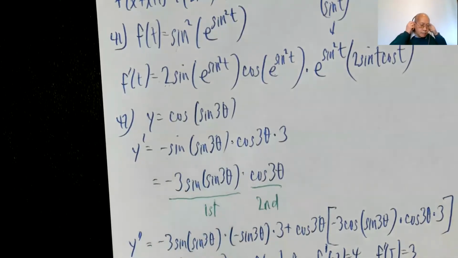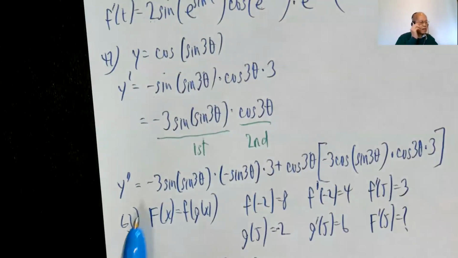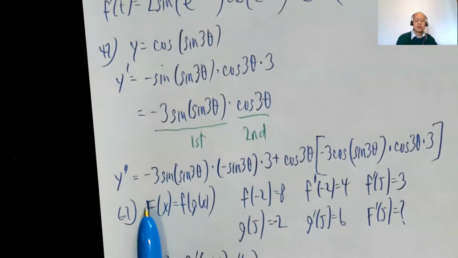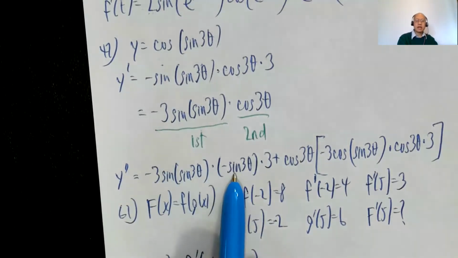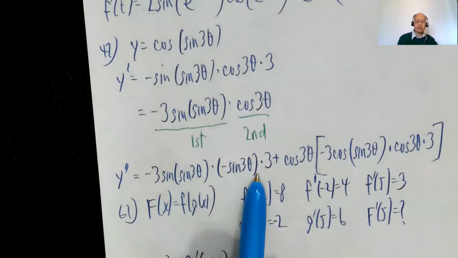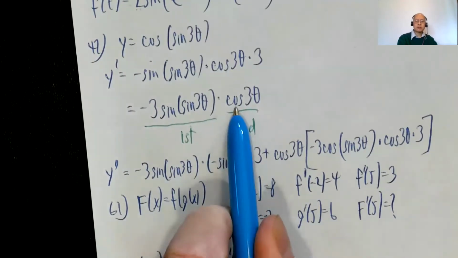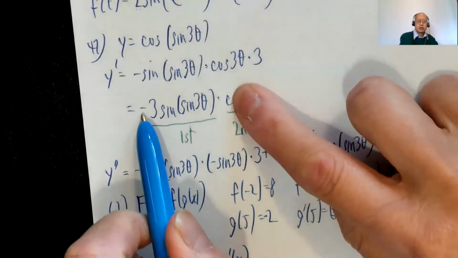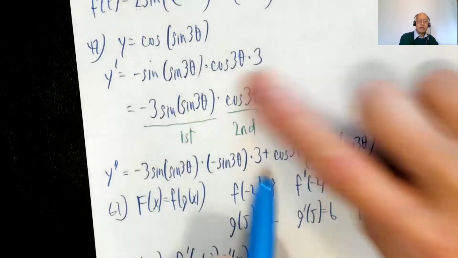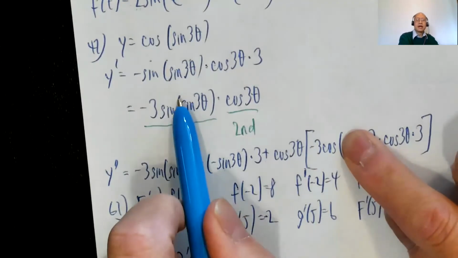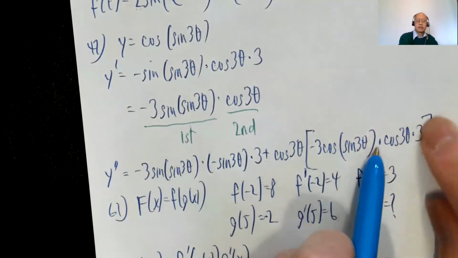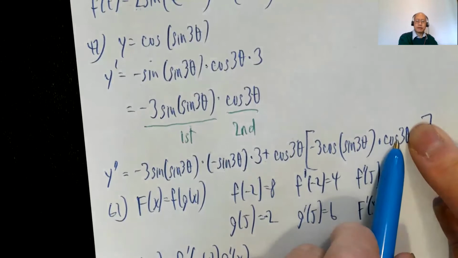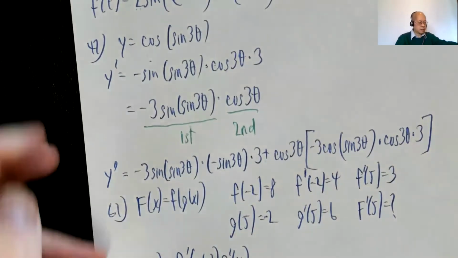So now for y double prime, the second derivative, I have the product rule. First times the derivative of the second. So copy all this stuff. Now times the derivative of cosine 3 theta, minus sine 3 theta times the derivative of the inside. The derivative of 3 theta is 3. Plus second function, cosine 3 theta times the derivative of the first. So what's the derivative? -3 cosine of sine 3 theta, and then times the derivative of the inside, sine of 3 theta, which is cosine 3 theta, times the derivative of 3 theta, which is 3. So there we go.